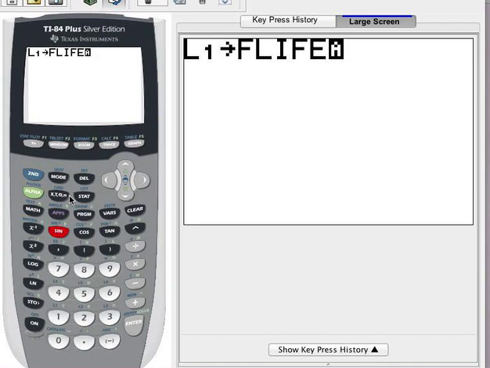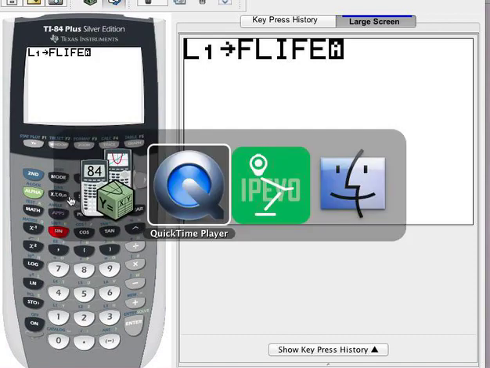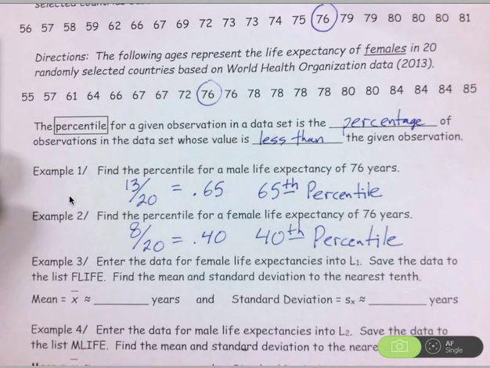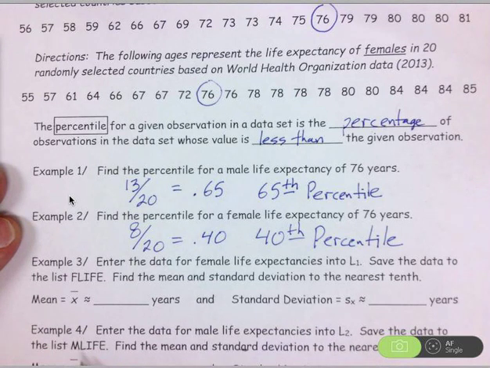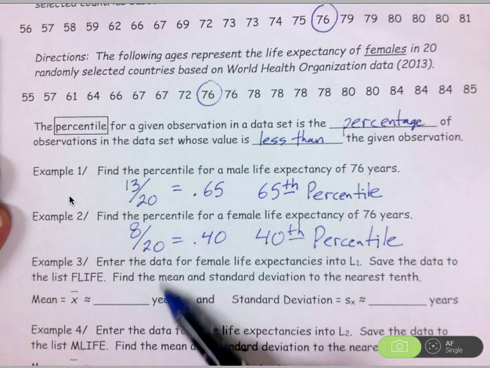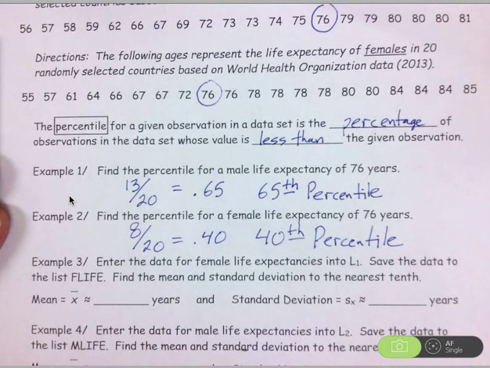Same thing, you want to get the male data, that should go into list 2. Store that into M life for male life expectancies, and then watch the next video and we'll complete the next set of examples by looking at the one variable statistics command. We'll find the means and the standard deviations, and we're going to make some comparisons with those as well.